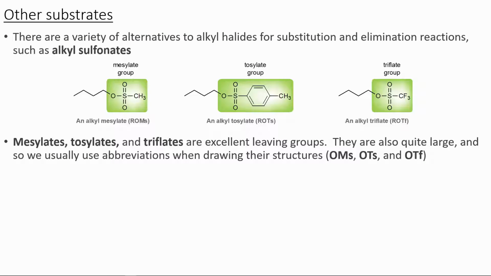There are a variety of other substrates that can be used as good leaving groups for substitution and elimination reactions. Drawn here are a few common leaving groups. We can use the mesylate group, the tosylate group, and the triflate group. All 3 of these functional groups have one thing in common, which is their ability to stabilize the negative charge on oxygen that's produced as they leave through resonance.